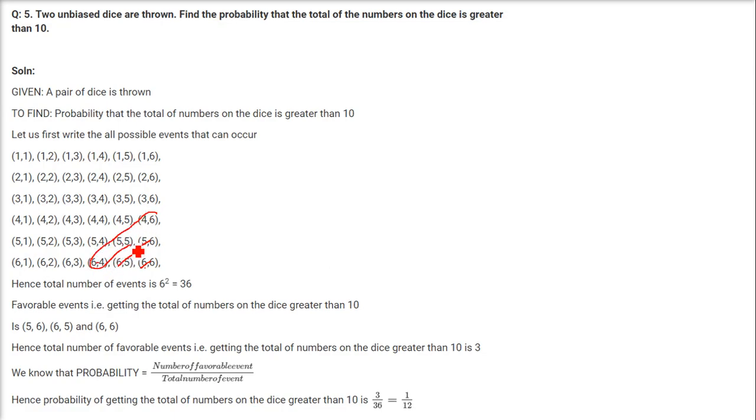So we want a number higher than 10, so only these will count. How many are these? 1, 2, 3. Only 3 are the favorable cases, and 36 is the total number of events. So the number of favorable events is 3, out of 36 total events. This gives you 1 by 12.